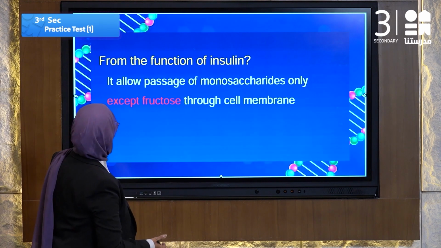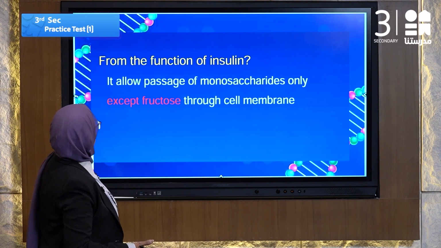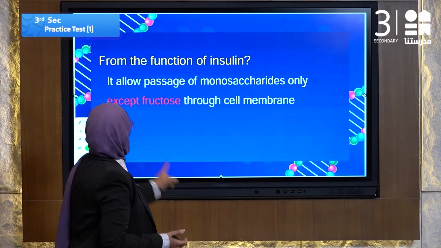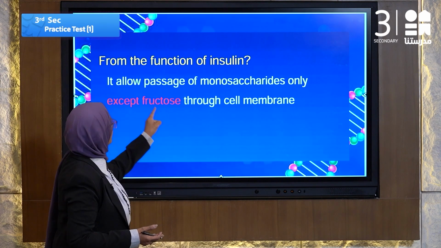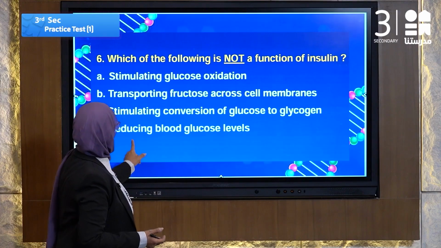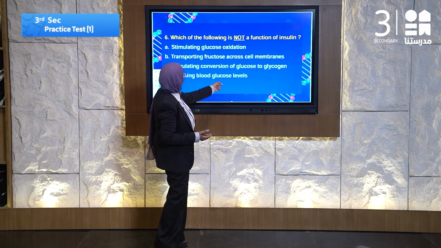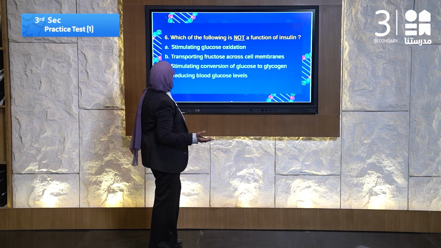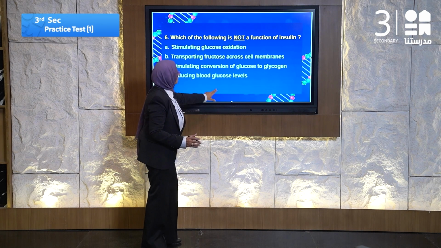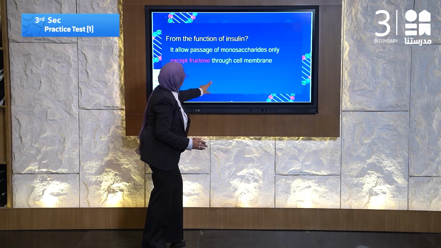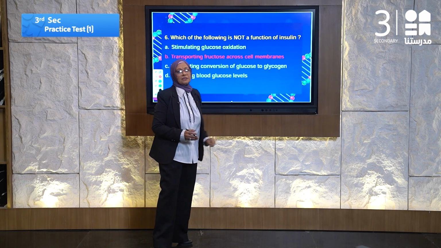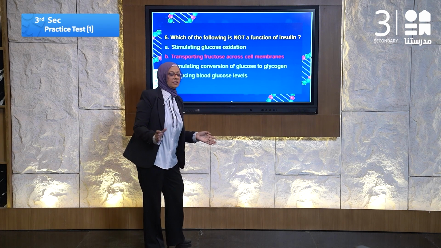One function of insulin is to allow the passage of monosaccharides only, except fructose. Let's go to the question again. Except fructose? Yes, but here it is fructose. It's not a function of insulin. So the answer will be B, transporting fructose across the cell membrane. It's not a function of insulin.